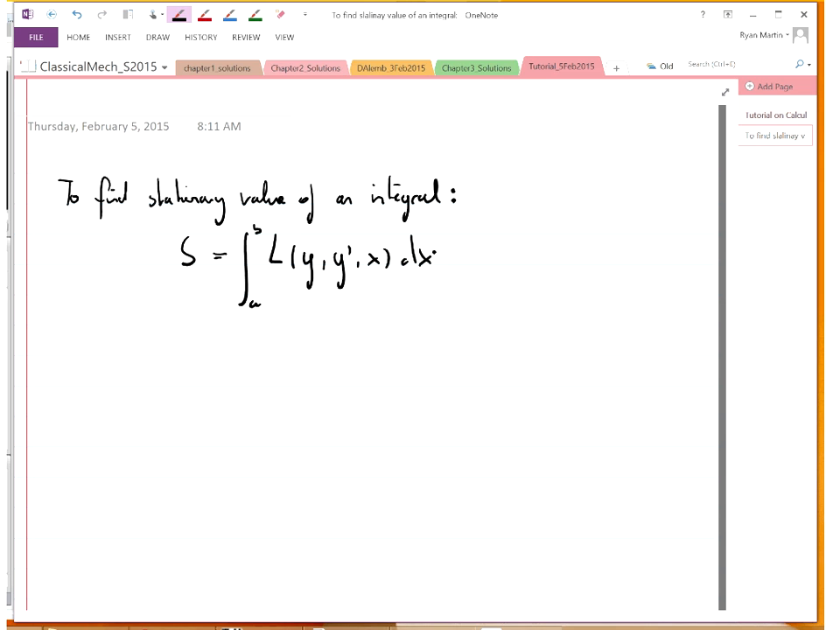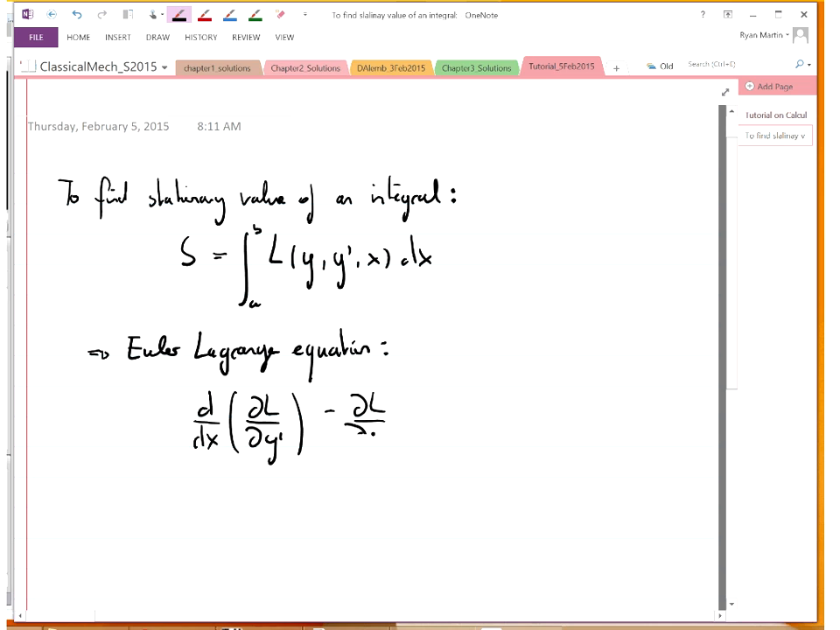So to find the stationary value of an integral, we get the Euler-Lagrange equation. And so the Euler-Lagrange equation is that d by dx of partial L by partial y prime minus partial L by partial y equals 0.